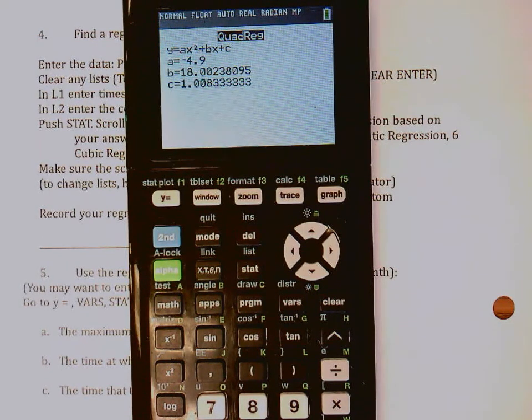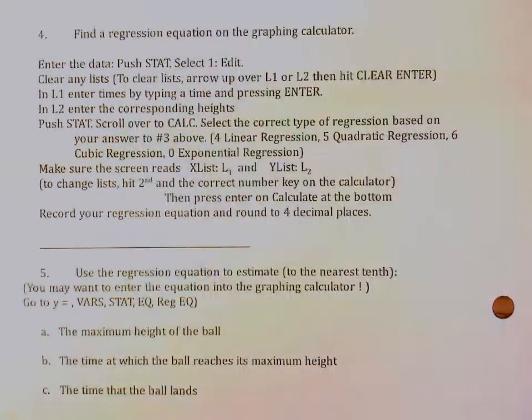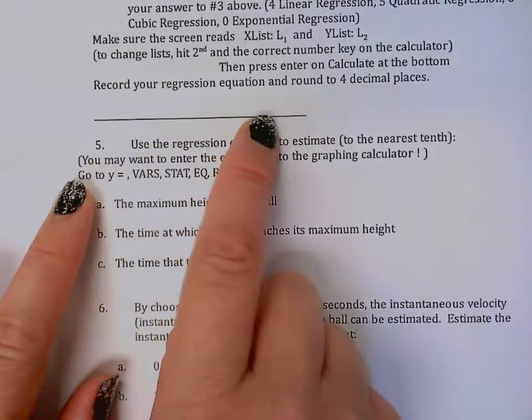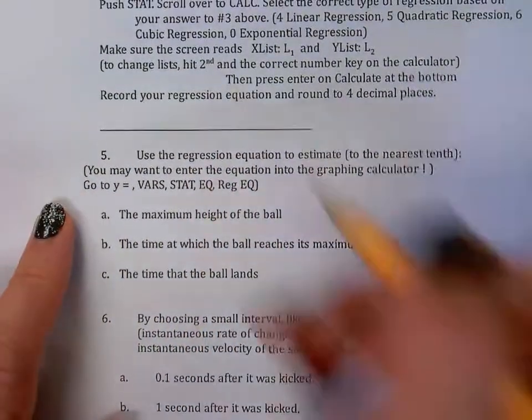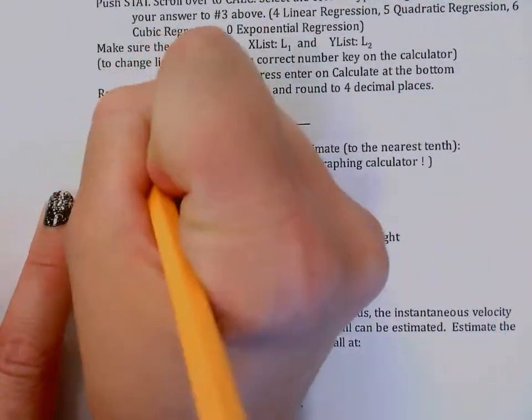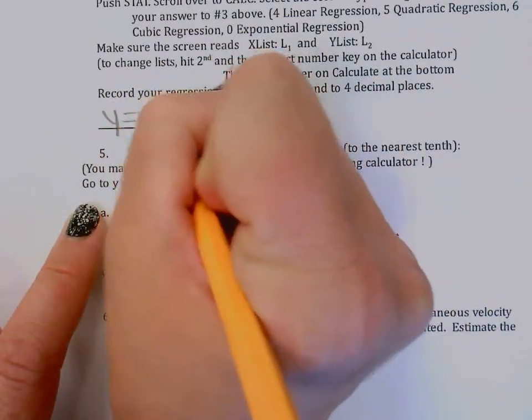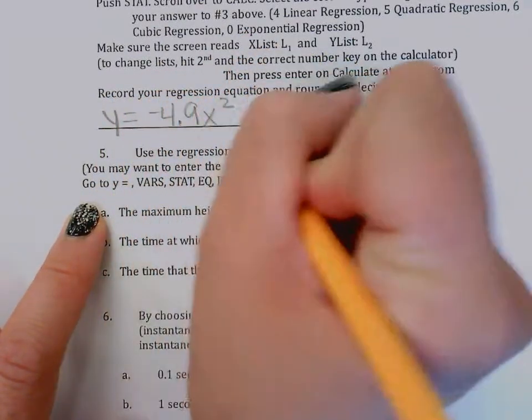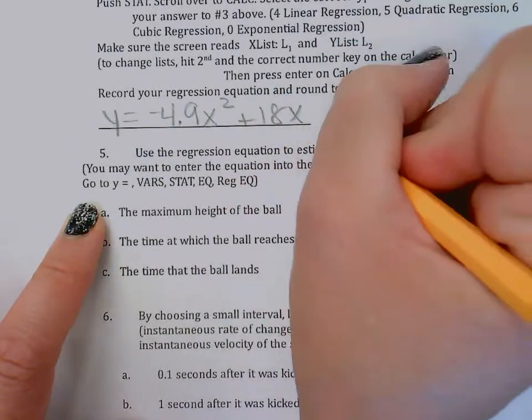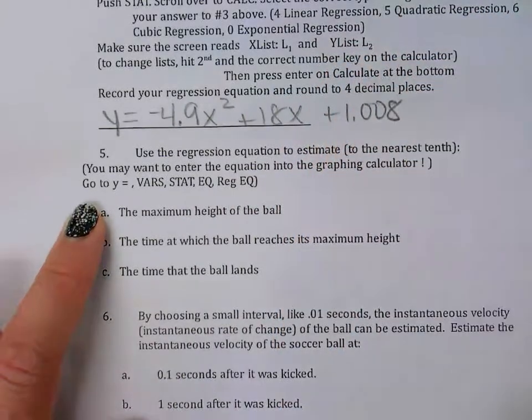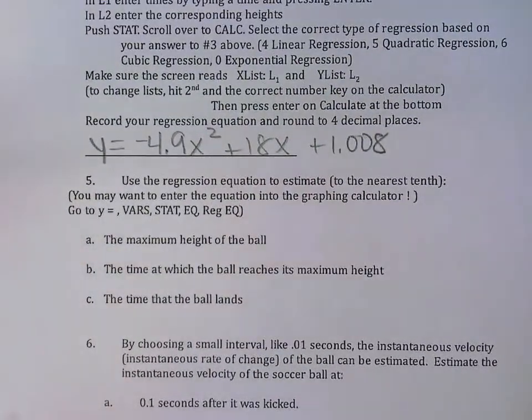Where do we write that? It says write down the regression equation. There's like a line. It says record your regression equation to 4 decimal places. Sure. Y equals negative 4.9x squared plus 18x plus 1.008. But we already put it into our y equals menu, so that's not as important.